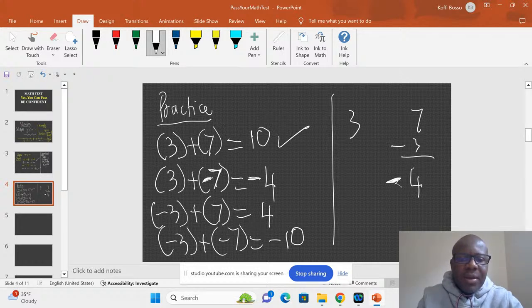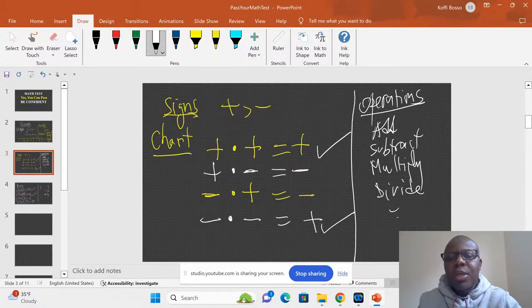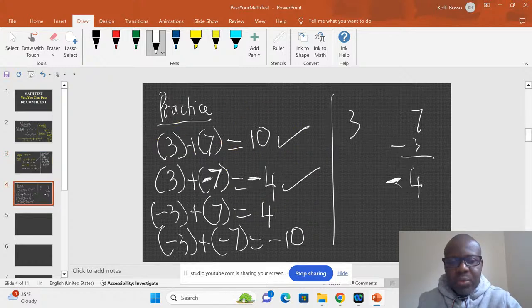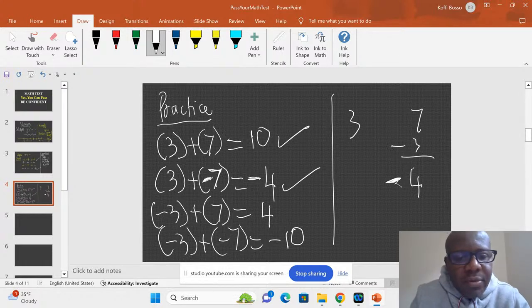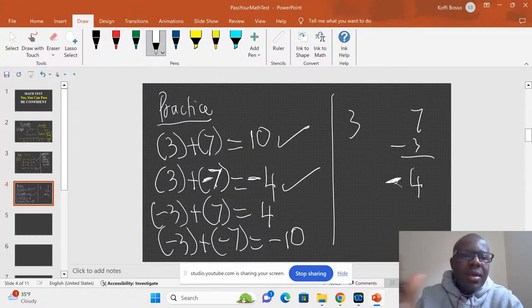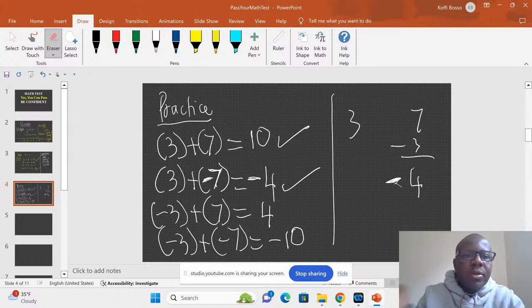Now if I take negative 3 and 7, again two numbers with different signs that I want to combine. Here we are not multiplying. The chart I gave you is for multiplication, and also for division. But here we are combining the numbers, we are adding them. So if I have negative 3 added to 7, again, because the two numbers don't have the same sign, I will take the small number from the large number.